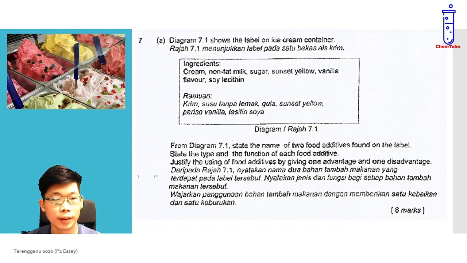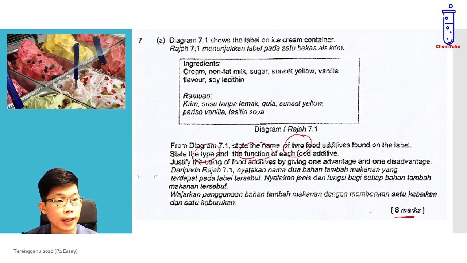Question 7. Diagram 7.1 shows the label on the ice cream container. The ingredients given are cream, non-fat milk, sugar, sunset yellow, vanilla flavor, soy lecithin. From the diagram, state the name of two food additives found on the label. State the type and the function of each food additive. Then justify using the food additives by giving one advantage and one disadvantage. There are 8 marks in total.